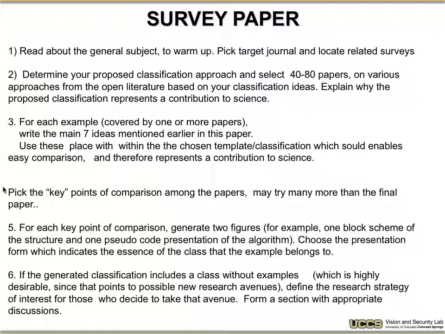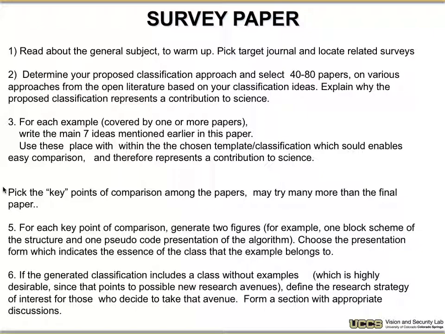Okay, so for each of the 40 to 80 papers you're looking at, look at the 7 main ideas I already mentioned earlier. Put those in your notes and then organize them to make it easy to do the comparisons and therefore represent the contribution to science. Pick the key points for comparisons among the papers. You might have started out with one idea, but after you took your notes, you found there are some other organizational changes. So even though you started with the classification, don't live with it. Go back and fix it to better match what you found and tell that story.